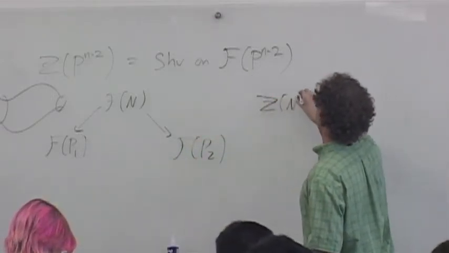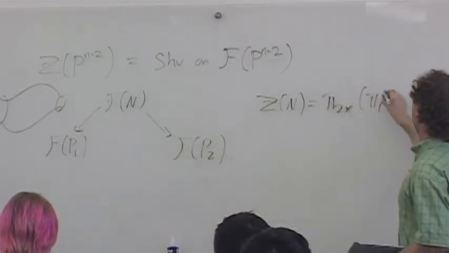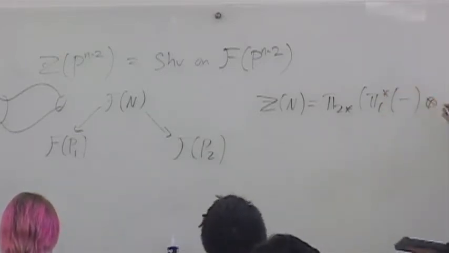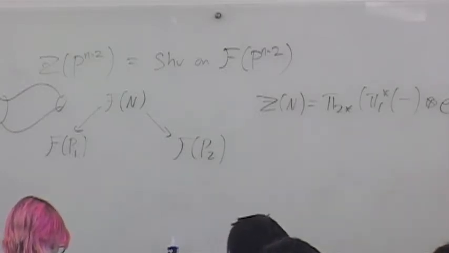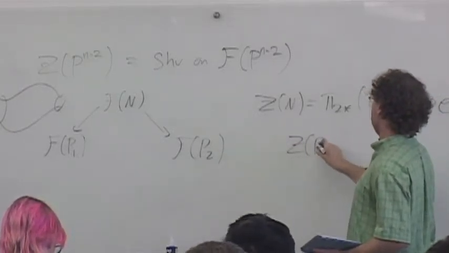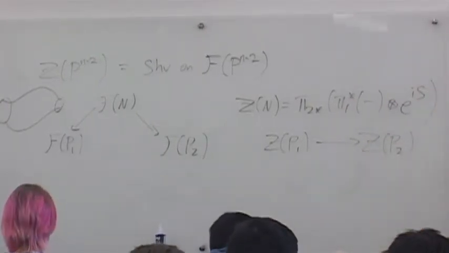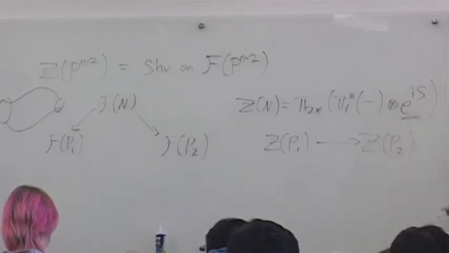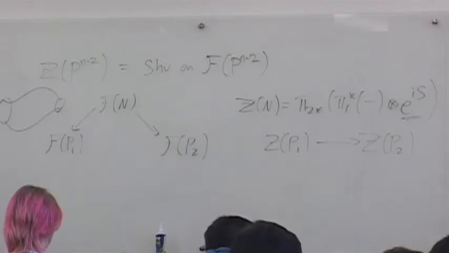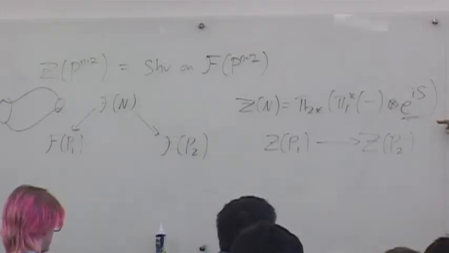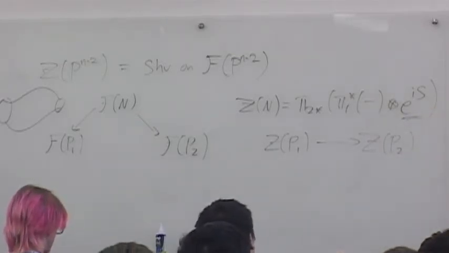Z of n is going to be P2 star of P1 star tensor some distinguished object, which we call e to the is. And that's a map from Z of P1, from one DG vector space to Z of P2, which is an integral transform. If you like, you can think of this as some particular bimodule over functions on P1 and functions on P2, which are functions on the product, times e to the is. Functions on the product times this distinguished function.